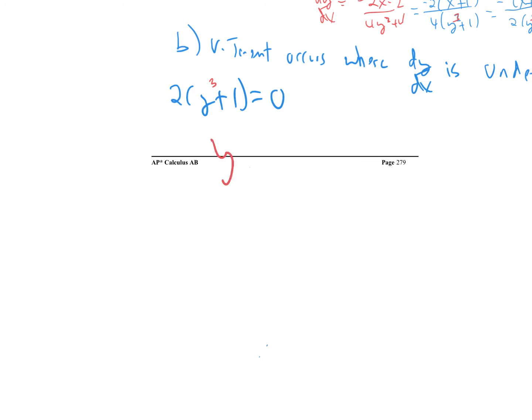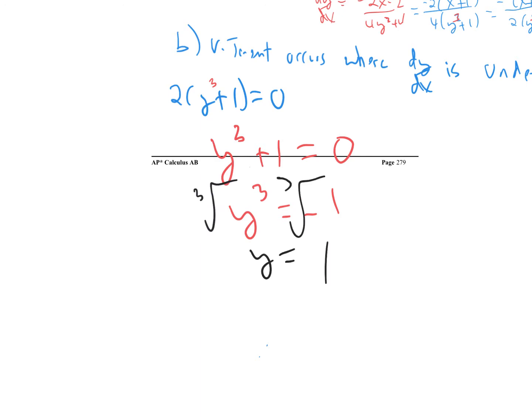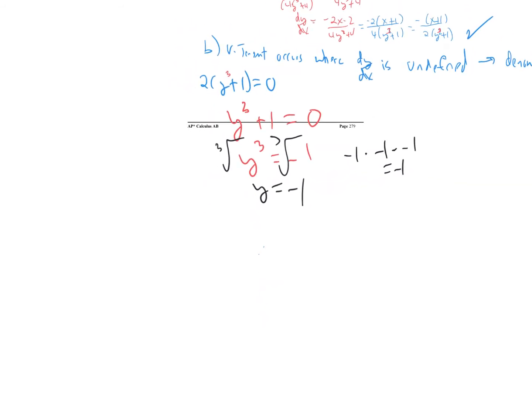So y cubed plus 1 equals, it's not a quadratic. Y cubed equals negative 1. And taking the cube root of both sides, y is a negative 1, sorry, because negative 1 times negative 1 times negative 1 is still negative 1. So therefore, there's my y.